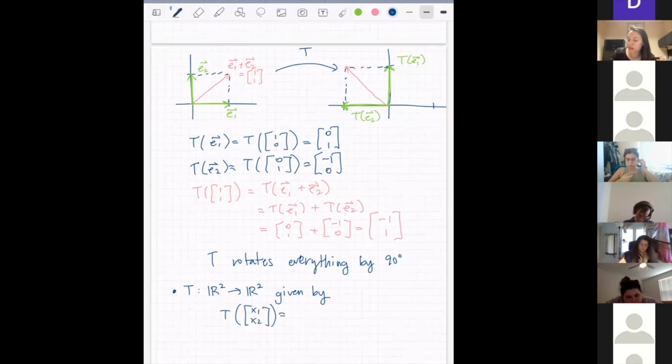Taking x1, x2, and multiplying by this matrix. So 1, 0, 1, 1. Great. And then we can compute what this would be. So this would give you x1 plus x2, and then x2 in the second coordinate.